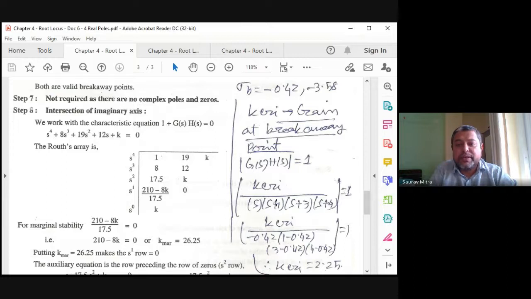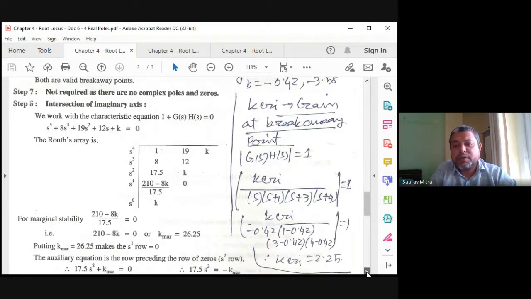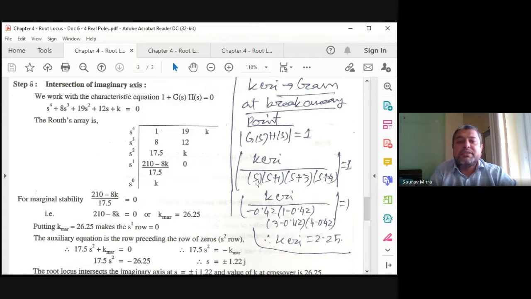So k critical is equal to s into s plus 1, s plus 3, s plus 4. Then you substitute s equal to minus 0.42. You will find that the denominator comes to 2.25. So k critical is equal to 2.25. Whenever we have a gain of 2.25, that is at s equal to minus 0.42, and there we have the breakaway point at 0.42.